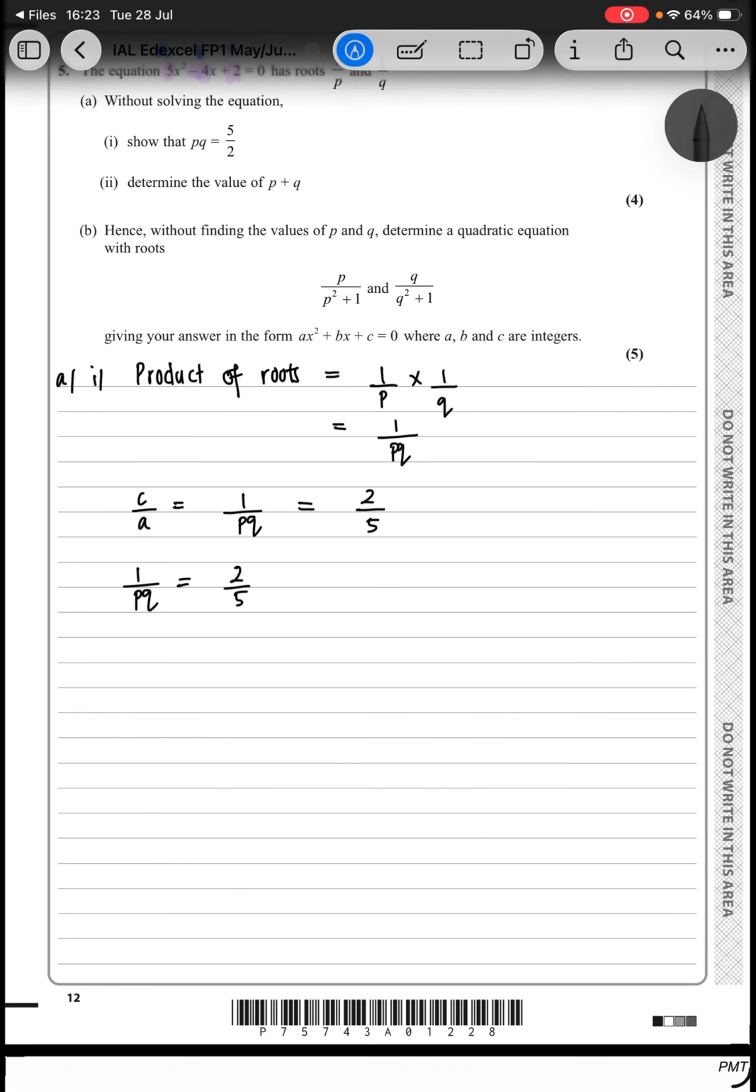We can take the reciprocal, which means switch the denominator and the numerator. So PQ goes up and the 1 comes down. So PQ over 1 is equal to 2 comes down, 5 goes up, so 5 over 2. Therefore, PQ is equal to 5 over 2. And that's shown.